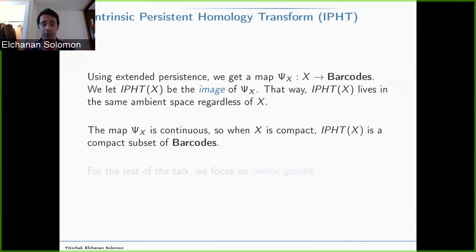So standard stability results prove that the map psi sub x is continuous. So when x is compact, its image, its intrinsic persistent homology transform, is a compact subset of barcode space. So this is the definition of our invariant. And for the rest of the talk, for the purposes of stating results, I'll be focusing on the case of metric graphs. So these are metric spaces which underlying are homeomorphic to graphs. You can think of them as graphs with edge weights and the induced path metric.